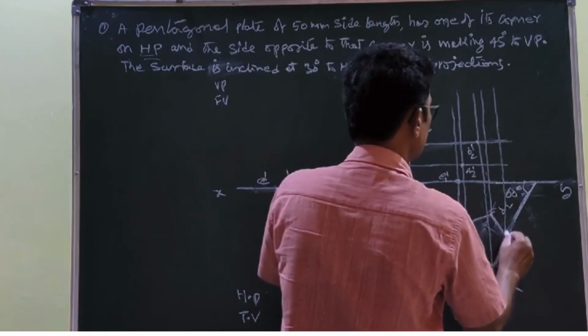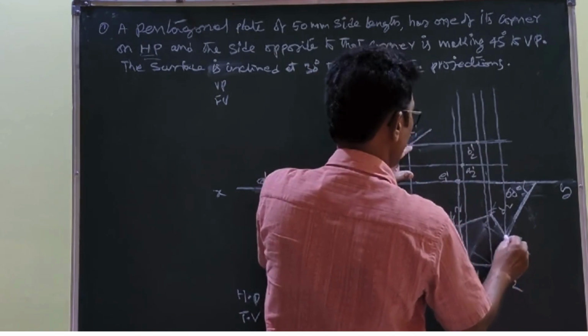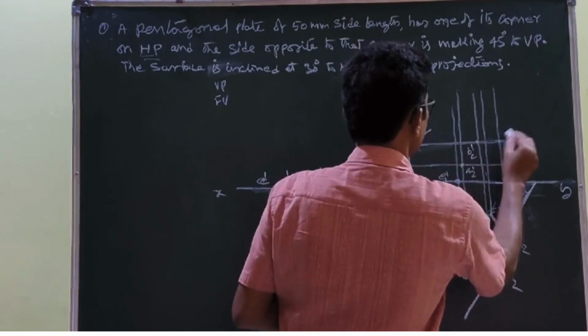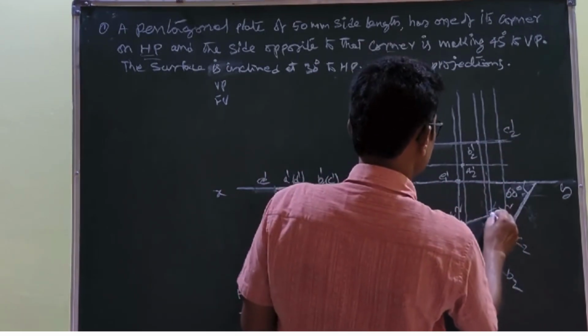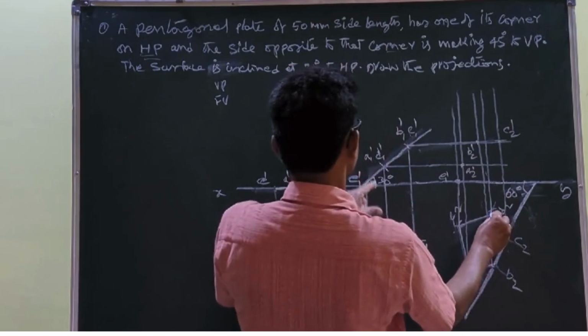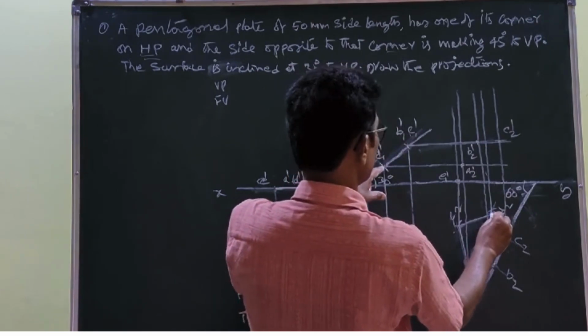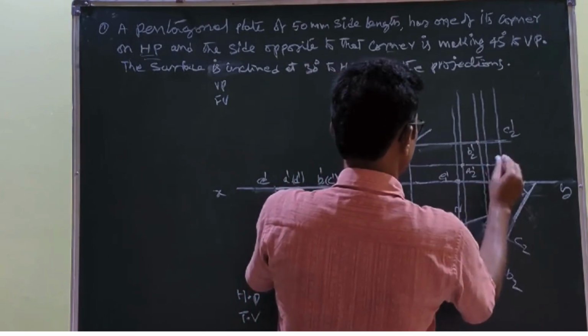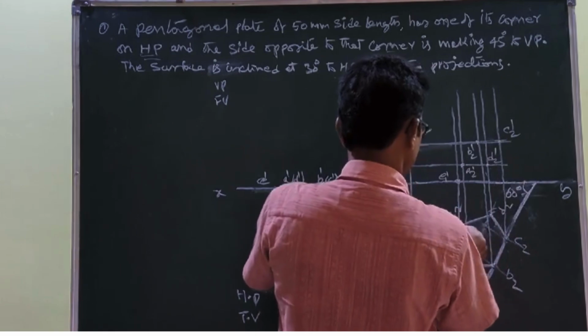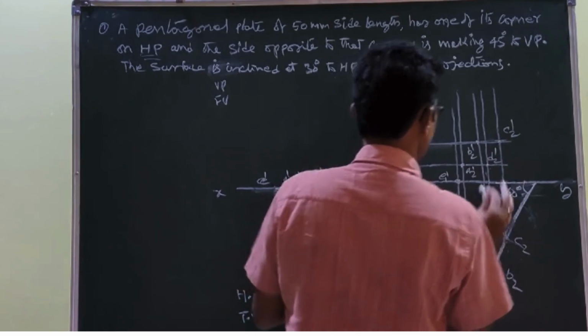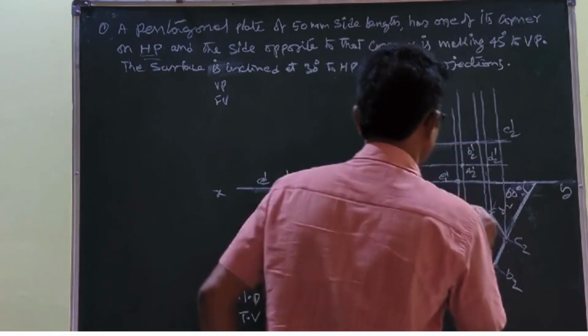Next, this is the C2. Where is C? This same point. They meet here. This is the C2 dash. Next, D2. Where is D2? This is D1 dash. They meet here. This is the D2 dash. E is over, everything is over. Now you can join these points.